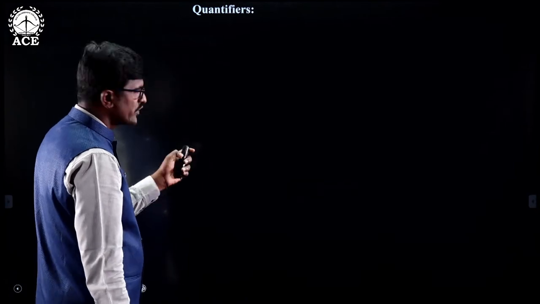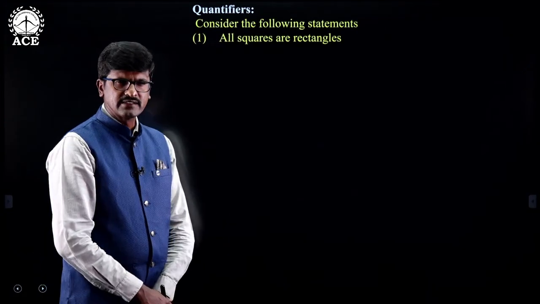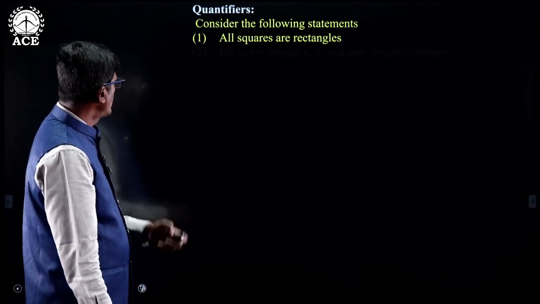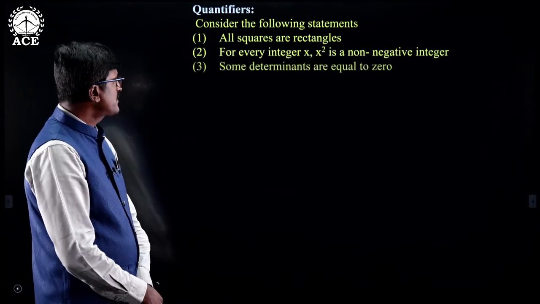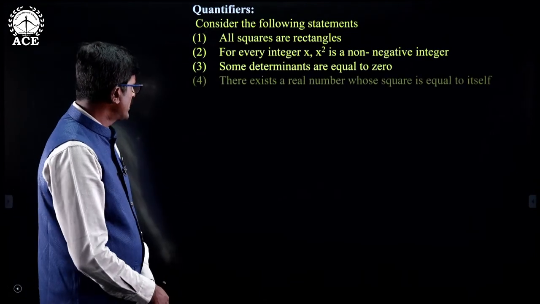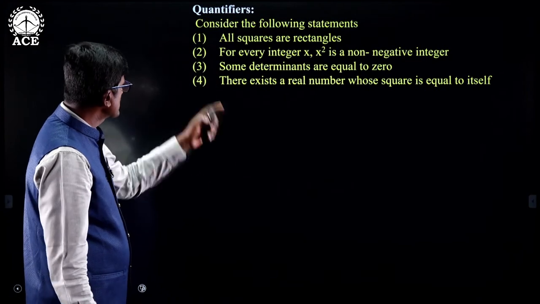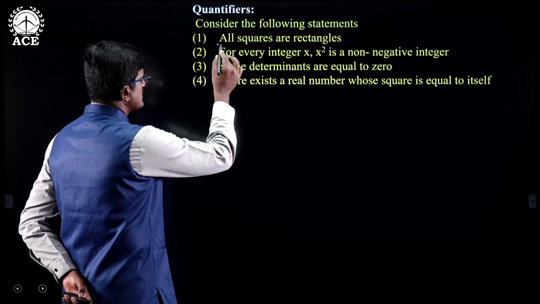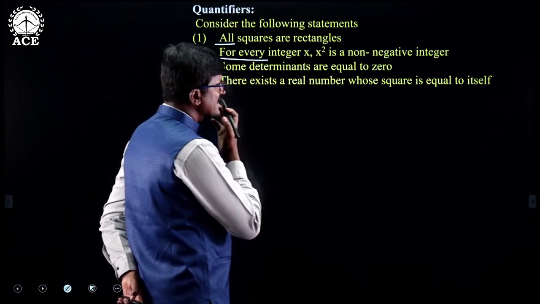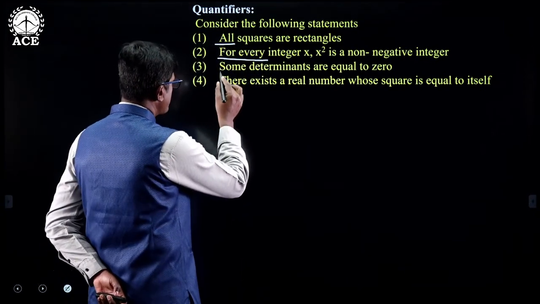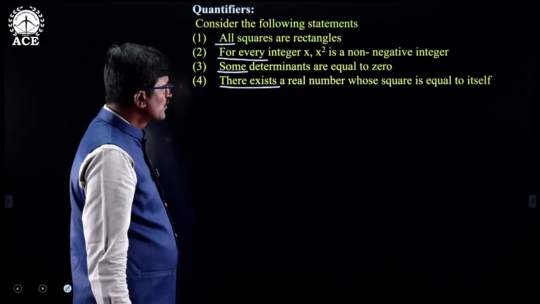Before I give you the definition of quantifiers, let me give you some examples. The first one is, all squares are rectangles. The second one is, for every integer x, x square is a non-negative integer. Next, some determinants are equal to 0. The next one is, there exists a real number whose square is itself. These are the four different examples.